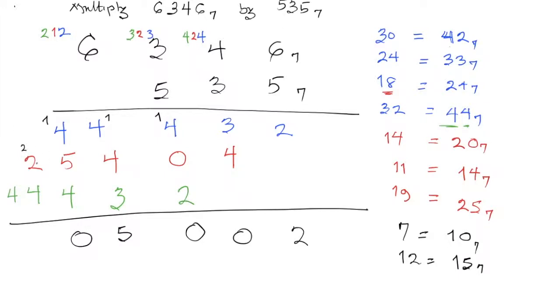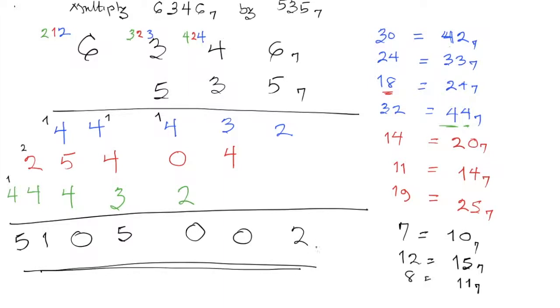2 plus 2 is 4. 4 plus 4 is 8. 8 in base 7 is 1 bunch of 7 and 1 unit. So that's 1, 1. 1 plus 4 is 5. In base 7, we don't have an issue with that, so we write down our answer, and that is what we have as our answer in base 7.